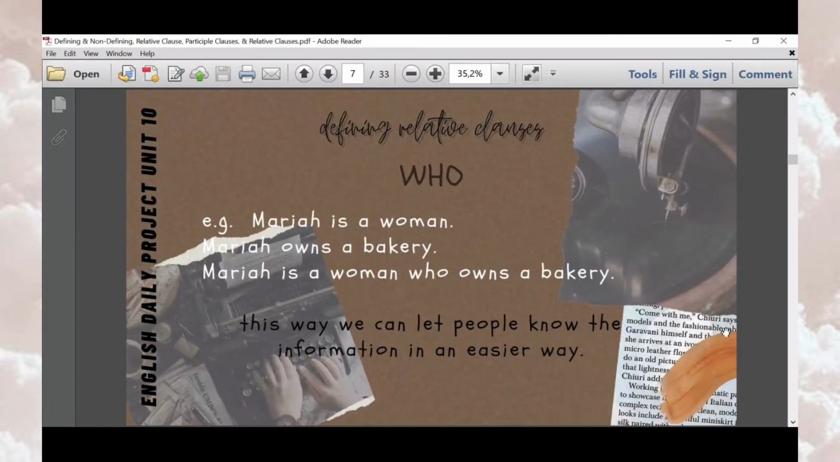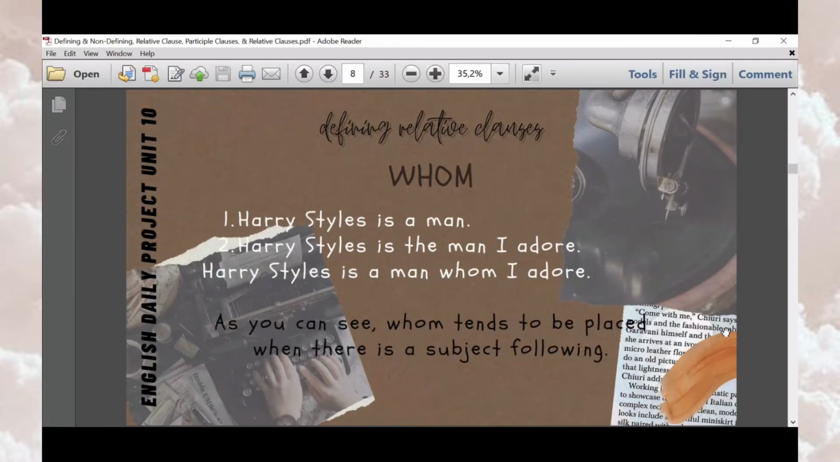Now, for who. Mariah is a woman, sentence 1. Mariah owns a bakery, sentence 2. We can concise this into one sentence using the relative pronoun. Mariah is a woman who owns a bakery. The sentence indicates the same meaning as what two sentences would comprise, but it's just much more concise and easier to read. So this way, we can let people know the information easier.